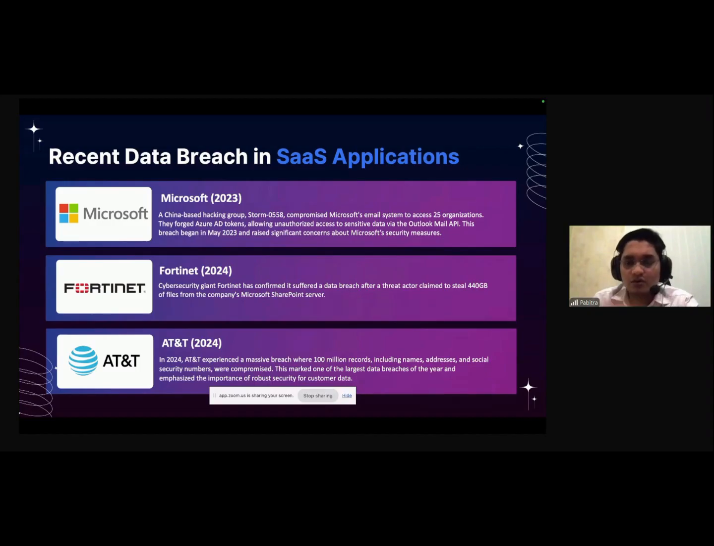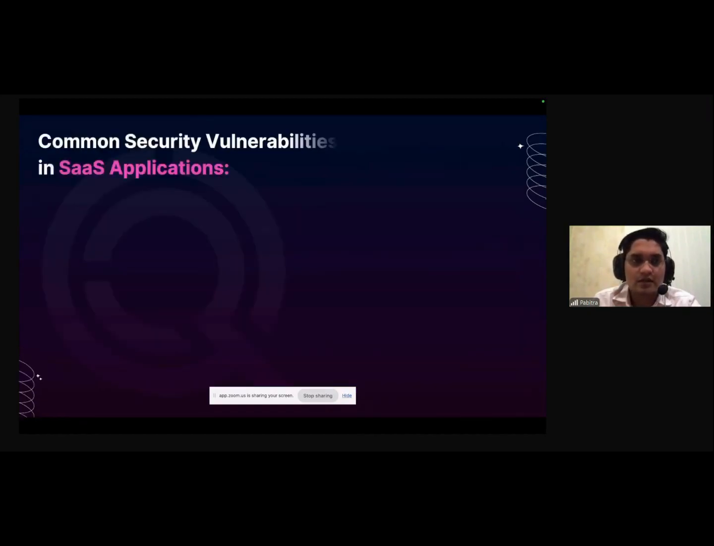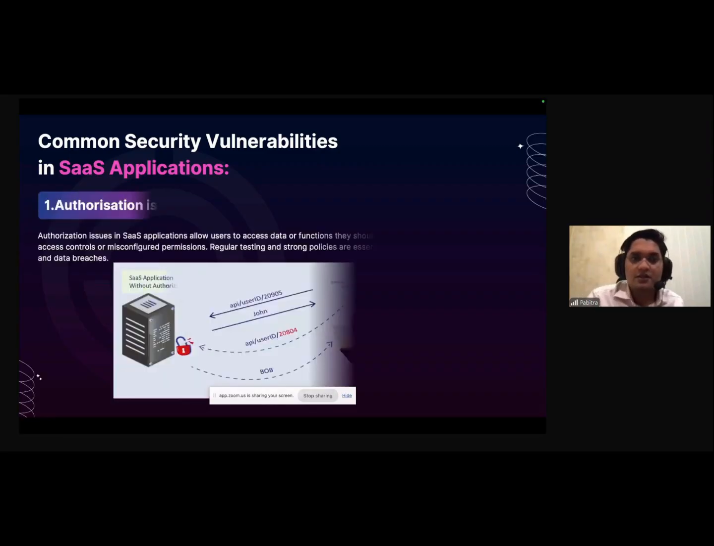So we have listed there the common vulnerabilities we usually find in a SaaS application. We have given this data from our past experience. We have done pen testing as a company for the past 4 years, right? So we have the data: these are the common vulnerabilities that we found here and there in every SaaS application. Starting with authorization issues.